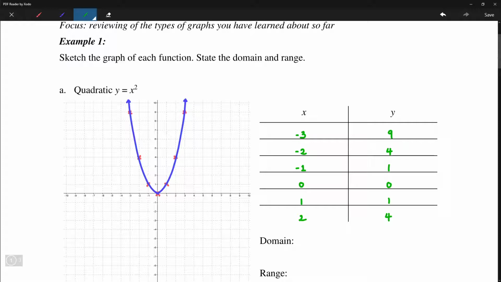And the graph is already plotted, and we can see the points -3, 9, -2, 4, -1, 1, 0, 0, 1, 1, 2, 4, and finally, not on the table of values, 3, 9. And of course, we would know this as a parabola.